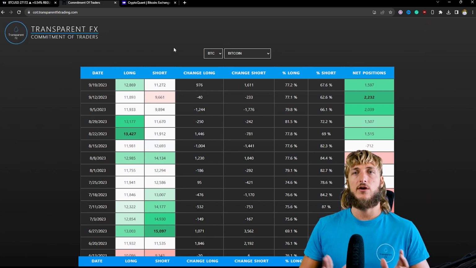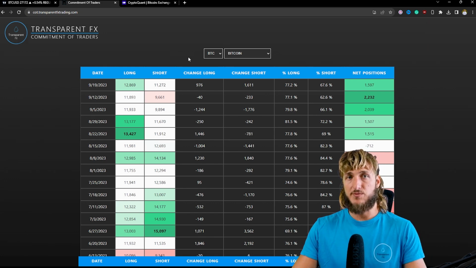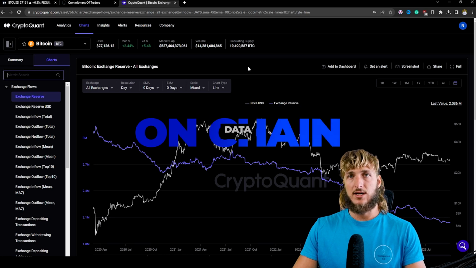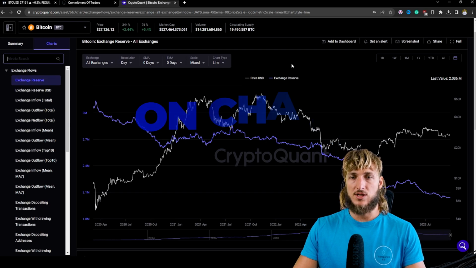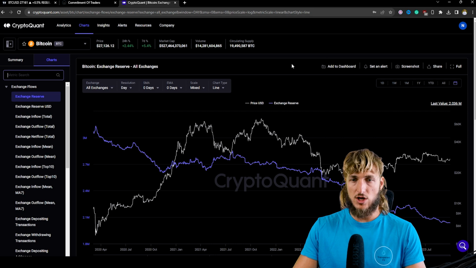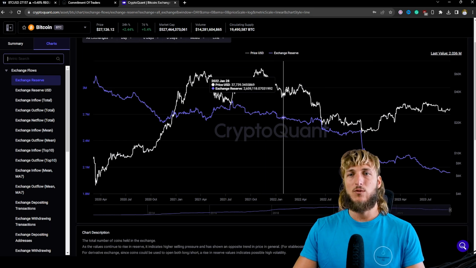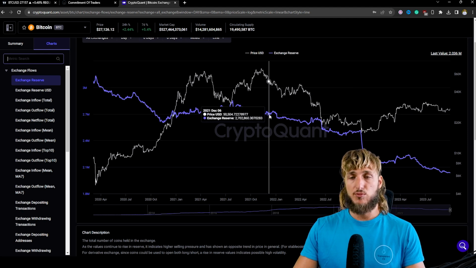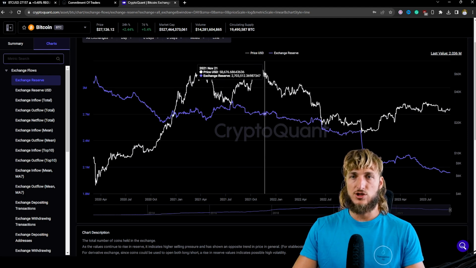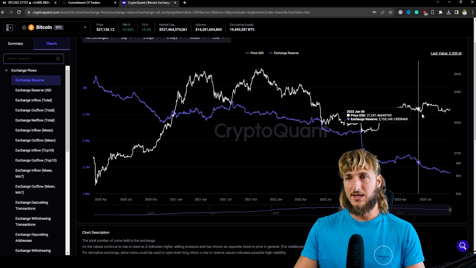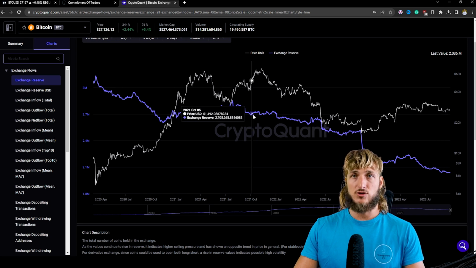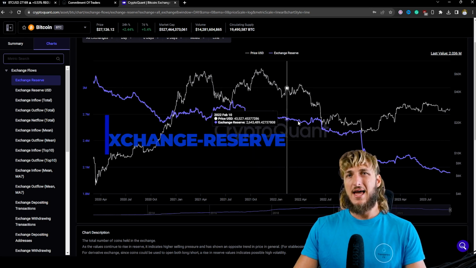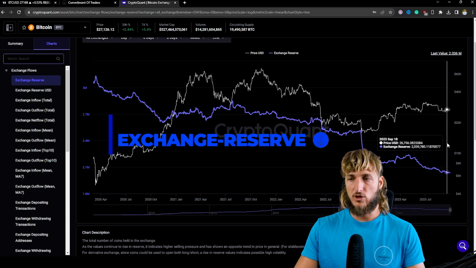So institutions are starting to move to the bullish side of this market. If we go and see what we have when it comes to the on-chain data, so how Bitcoins are moving on and off from exchanges, and we focus on the exchange reserves, what we can see here is that the white line is the price, the purple line is the amount of Bitcoins on exchanges. As the price was first dropping and then recovering, the purple line, so the amount of Bitcoins on exchanges, has only been dropping over and over again.